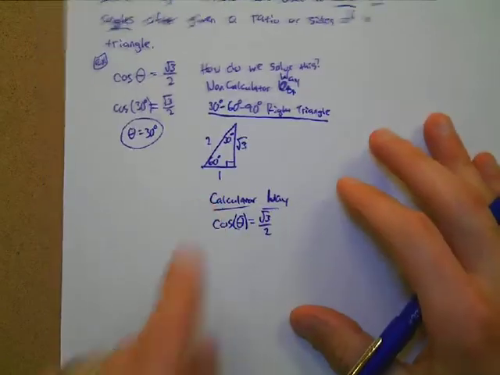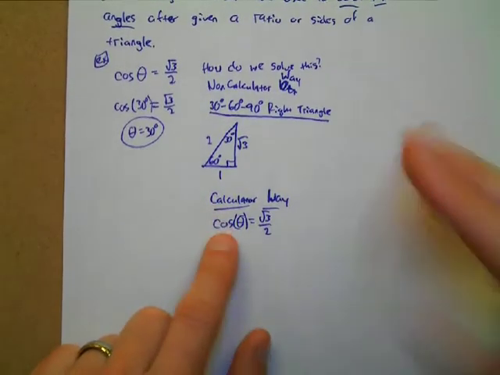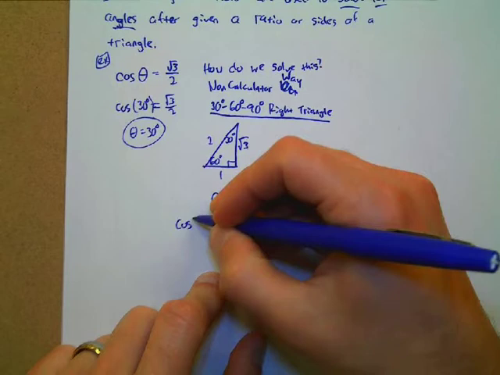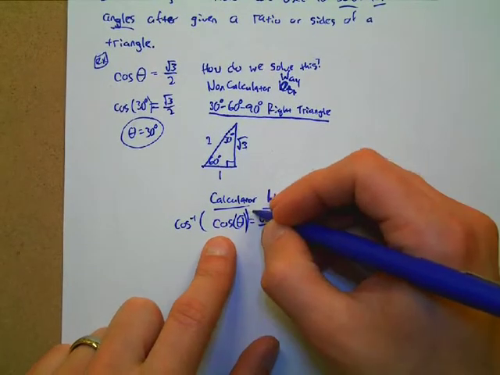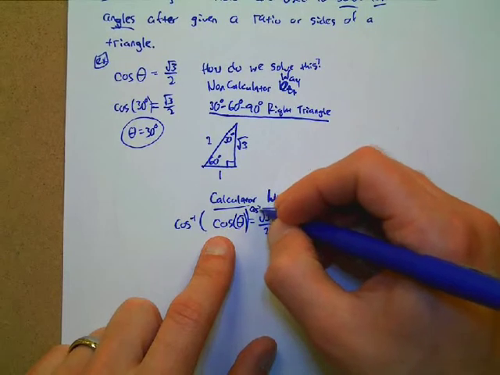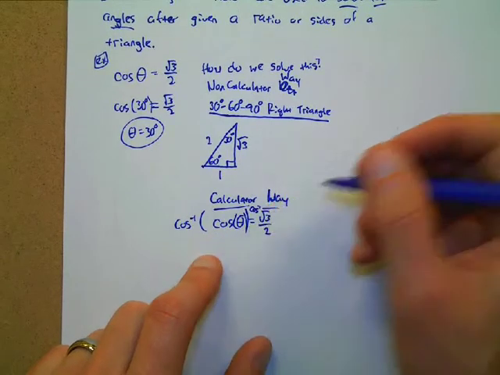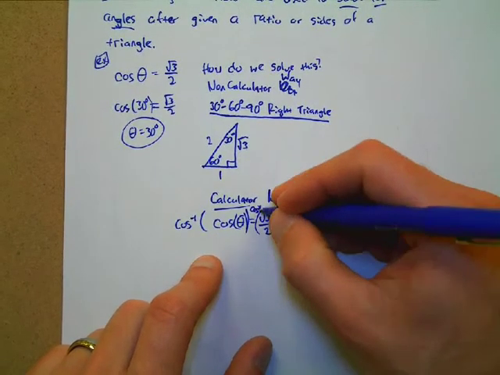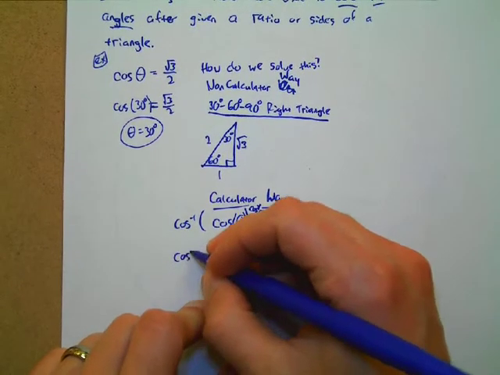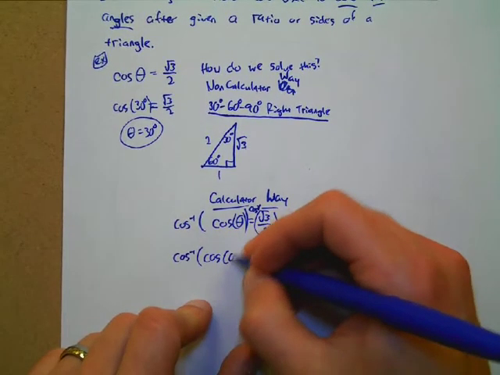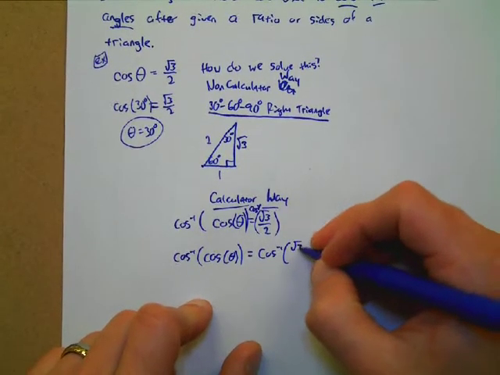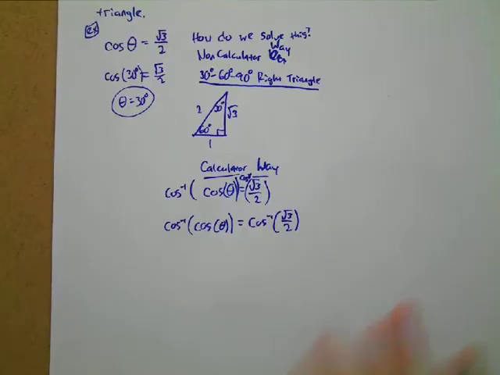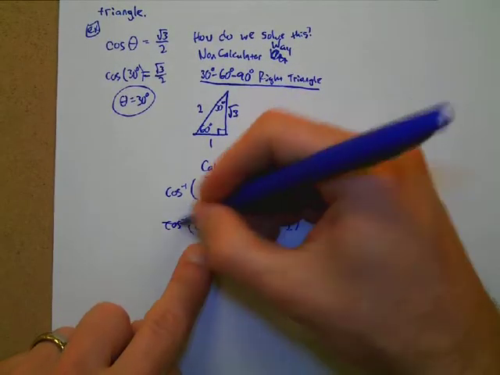So we are going to use the inverse of cosine, which is cosine inverse. We're going to take the cosine inverse of the left-hand side, and also the cosine inverse of the right-hand side. So really, this is what it should look like: cosine inverse of the cosine of theta equals cosine inverse of the square root of 3 over 2. The cosine inverse and cosine exactly cancel and leave us with just theta.